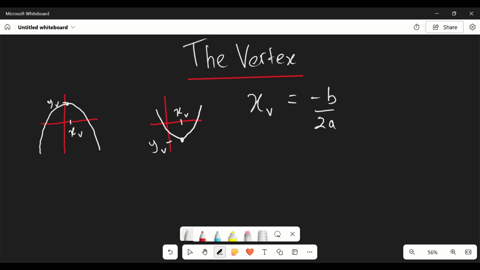The vertex happens where the symmetry line sits, or the midpoint between the roots. For example, if we have two roots, then the midpoint between the roots is the vertex.